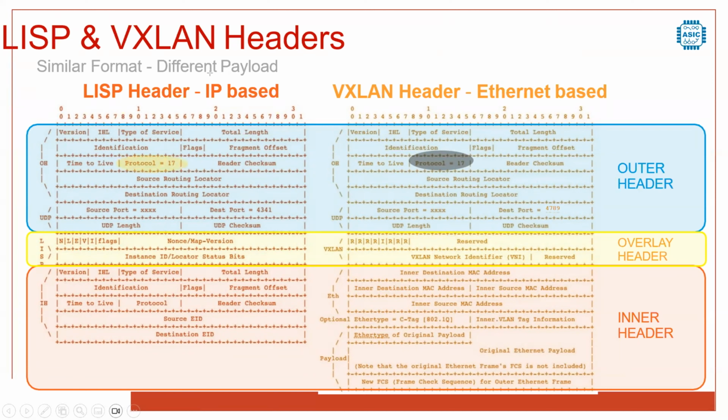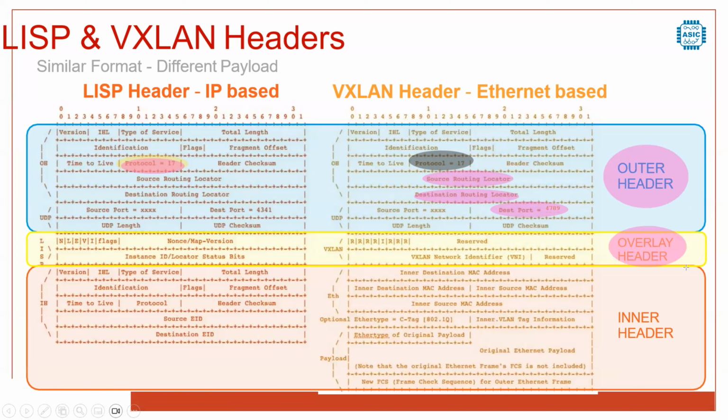Protocol 17 means what? UDP, right? Protocol 6 is TCP. This is 17. And then you can see the destination port. Then you can see the source routing locator, RLOC, and destination routing locator. This is the outer header.